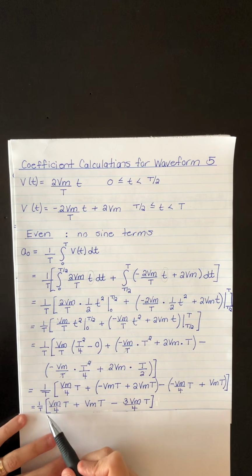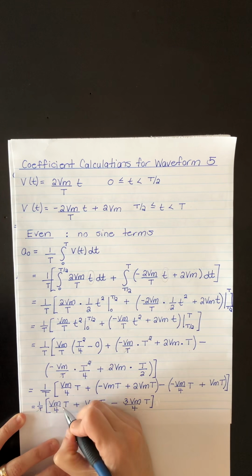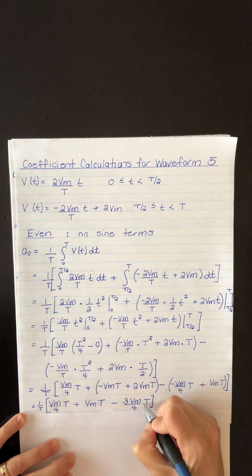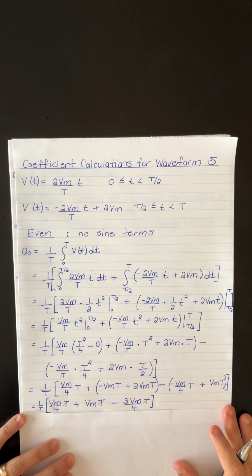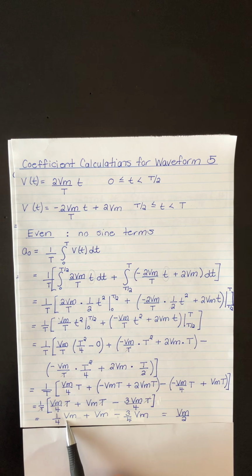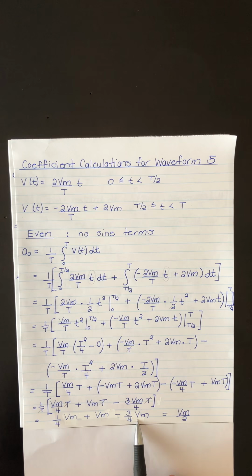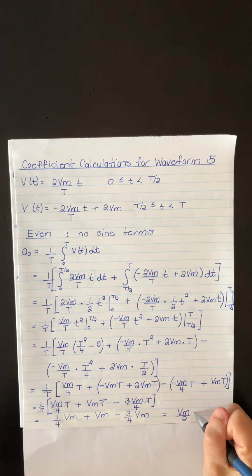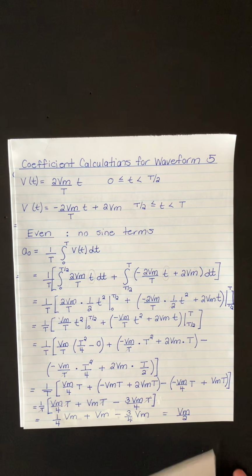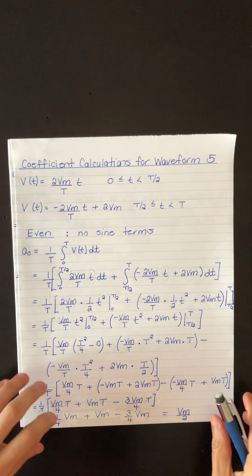We might want to first cancel out the period from the calculation. Maybe that makes it look even better. You see, like this. So that means we would just have 1/4 Vmax plus 1 Vmax minus 3/4 Vmax. So 1 plus 1/4 minus 3/4 is 1/2. So the result is Vmax over 2. Okay, so that was the calculation of A0.